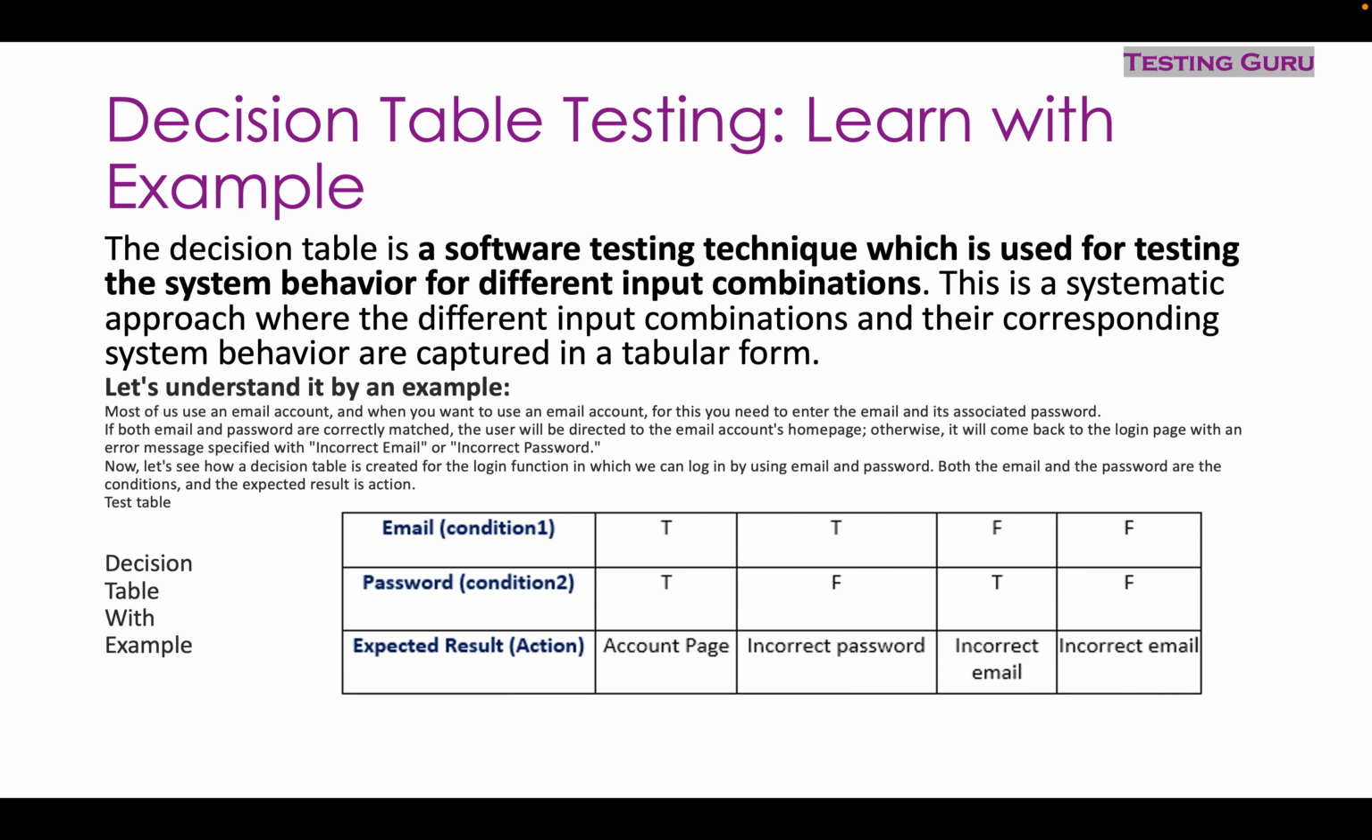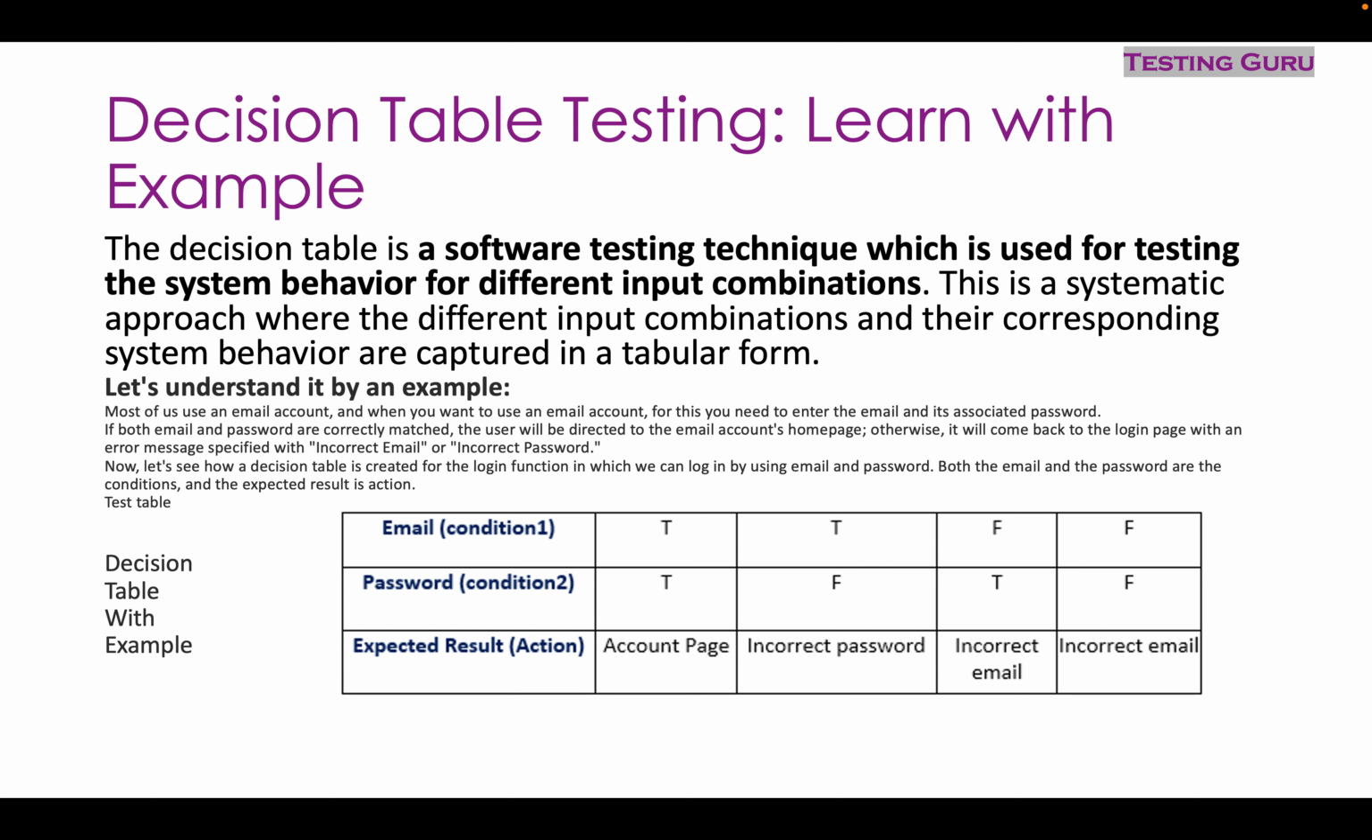Most of us use an email account, and when you want to use an email account, you need to enter the email and its associated password. If both email and password are correct or match, the user will be directed to the email account homepage. Otherwise it will come back to the login page with a proper error message. For example, if it is an incorrect email, it will say incorrect email, or if the password is not correct, in that case it will show incorrect password. So this is a given condition.